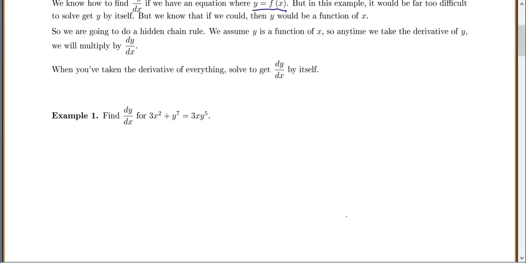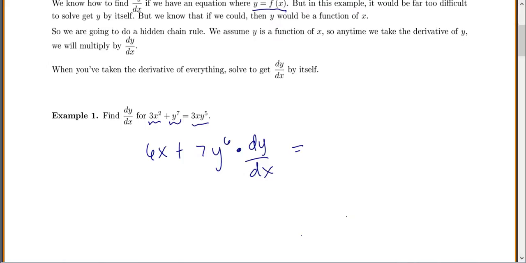So let's try this example. We want to find dy dx for 3x squared plus y to the 7th equals 3x y to the 5th. You take the derivative of each piece term by term like you normally would. So 3x squared, that would be 6x, plus. Now y to the 7th, that would be 7y to the power 6. But wait, y was really a function of x. We just didn't know that, so we have to times on dy dx. Equals, now do this piece. This is 3x y to the 5th.